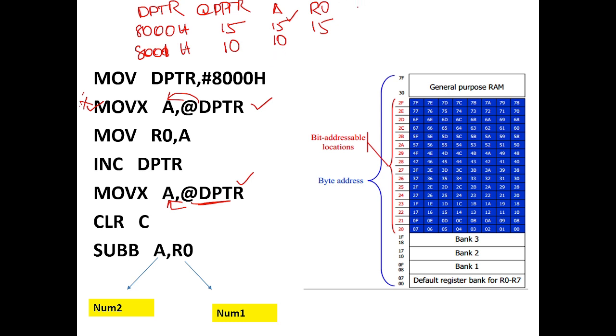So I need to clear the carry flag. Very important, because only by checking the carry flag is this entire logic going to work. See now, SUBB A, R0. That means we perform the logic A equals A minus R0. What is A here? The currently updated value is 10, and R0 is 15.